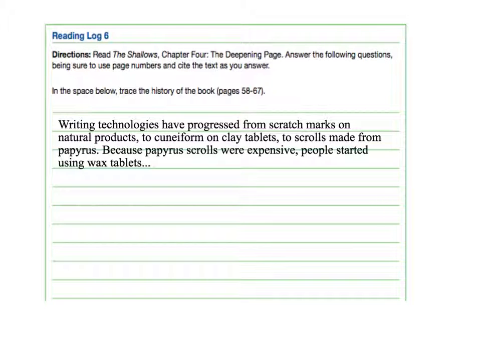This is not a complete tracing of the history of the book. It's just the first few pages. So I've written here, writing technologies have progressed from scratch marks on natural products to cuneiform on clay tablets to scrolls made from papyrus. Because papyrus scrolls were expensive, people started using wax tablets. Now there's more in this section about the impact of the oral form of language on the way words and sentences looked in written texts, and then the transfer from wax tablets to actual books. There's a lot more here, but I thought I'd give you a start on writing or modeling for students.